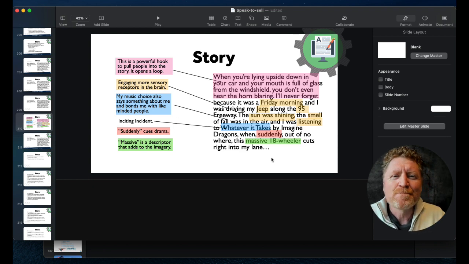Remember, don't just tell a story. Think about a way that you can make it richer with more detail, because that's going to pull people in even more.